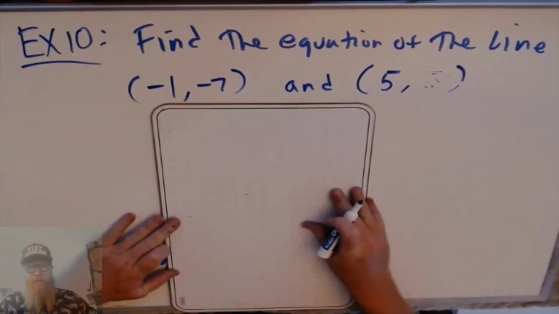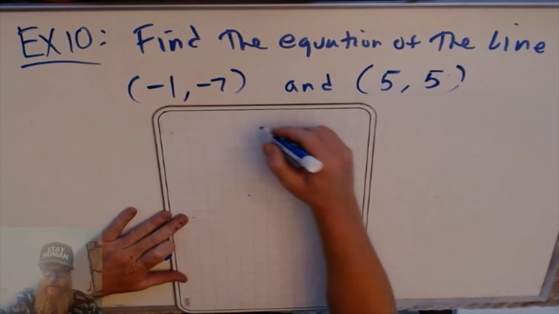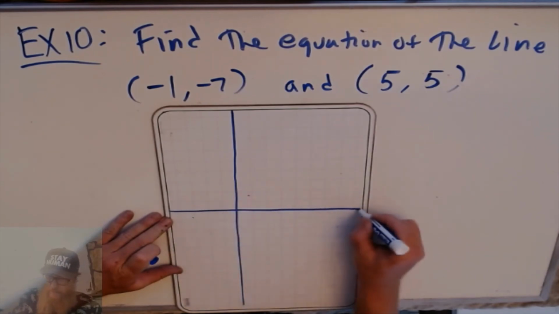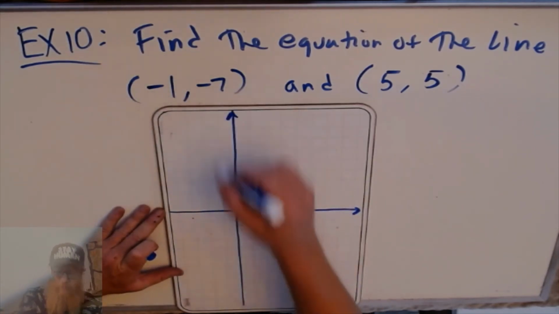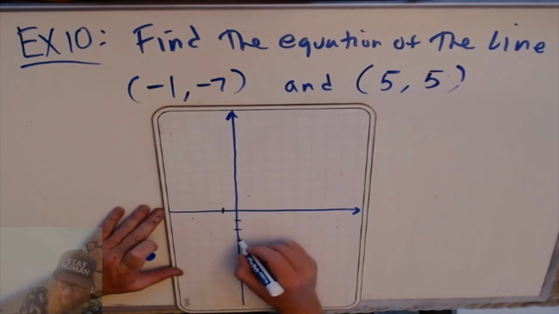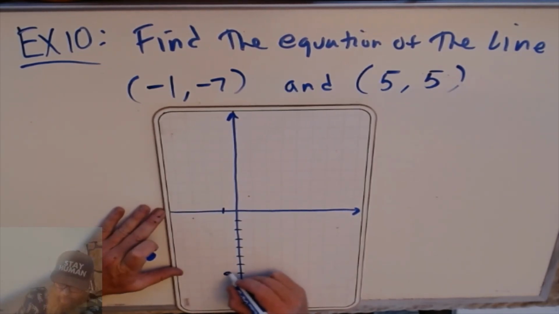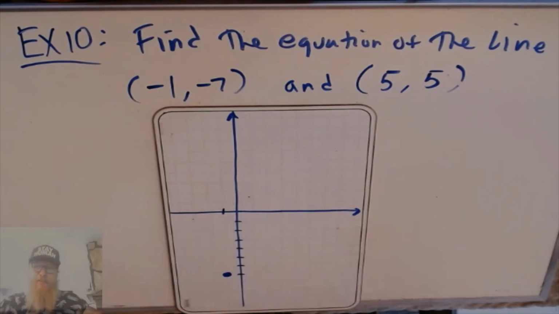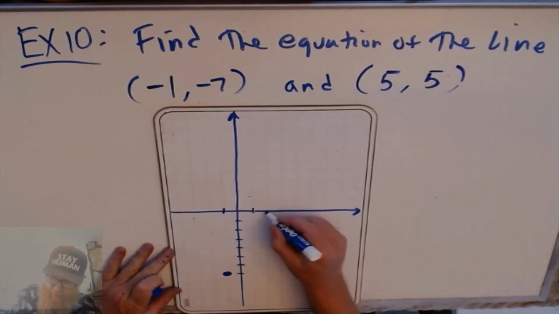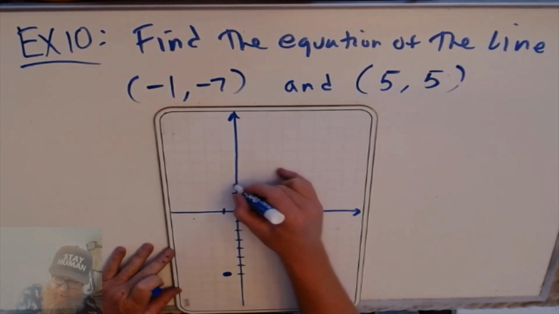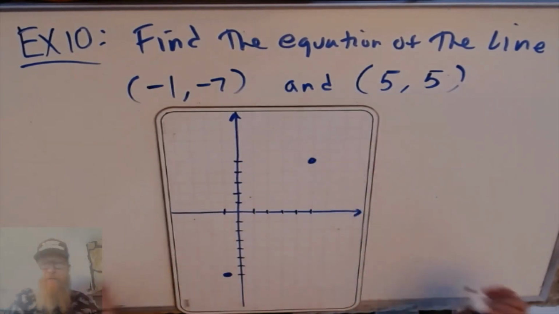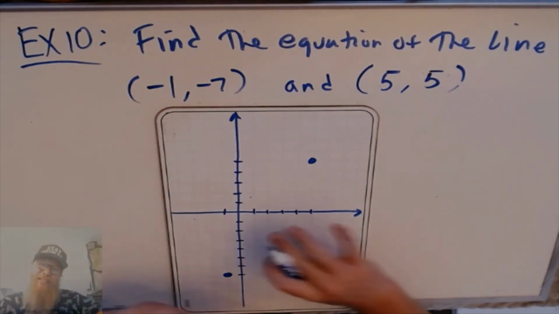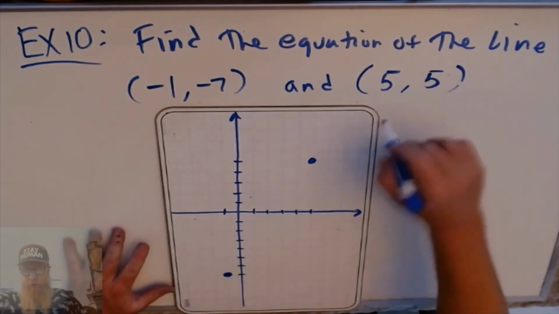Let's see, maybe I'll go this way, it'll fit better. So I've got (-1, -7). There. And I'm just going to leave that as my label so this doesn't get too messy. And then (5, 5): 1, 2, 3, 4, 5, and 1, 2, 3, 4, 5. So right there, (5, 5). If you want, you can label them A and B like we were doing in the last section. I think that just adds more letters and makes it more complicated. So we're looking for this line here.